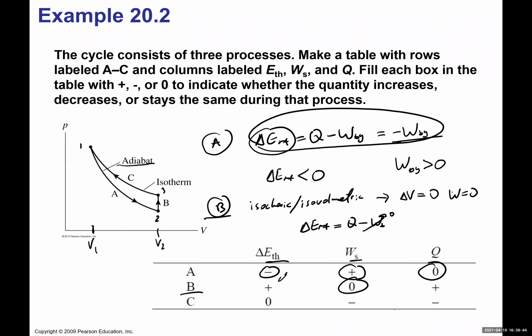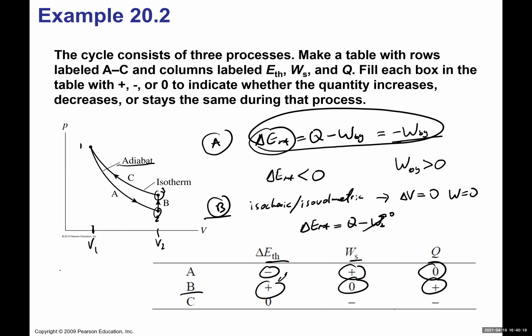This should be obvious from points 2 and 3: point 3 has a higher temperature, right? It's at the higher isotherm, and that means this energy Q is positive because it enters the system. Energy entering the system increases temperature. Since temperature increases, the change in internal energy will also increase because they're directly proportional. So Q is positive, the change in internal energy is also positive, and W is 0 for path B.